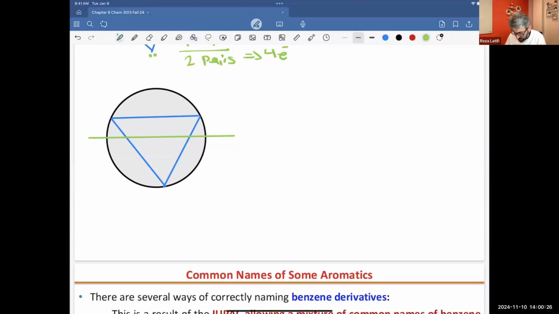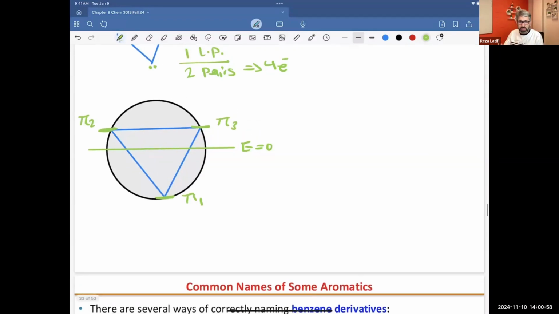Okay, next, I'm going to call this one E equal to 0. Wherever we hit the circle, that means we have a pi system, a pi orbital technically. So I'm going to say here we have 1 pi. That's going to be the second pi. And this one will be the third pi. Okay, now, how many electrons do we have? We have 4 of them.